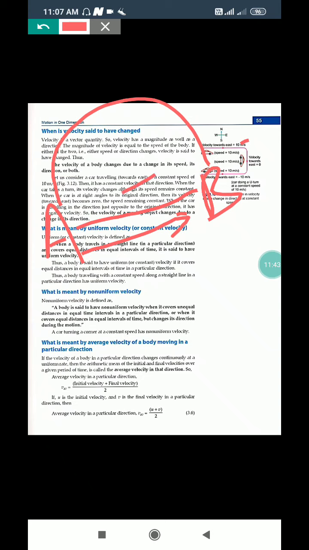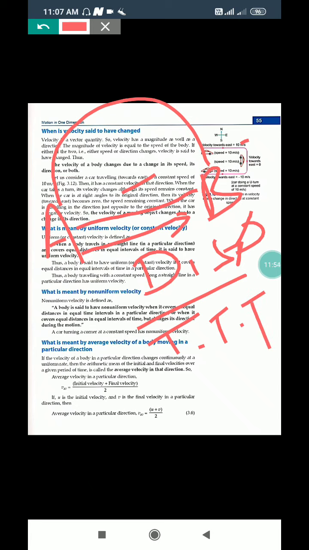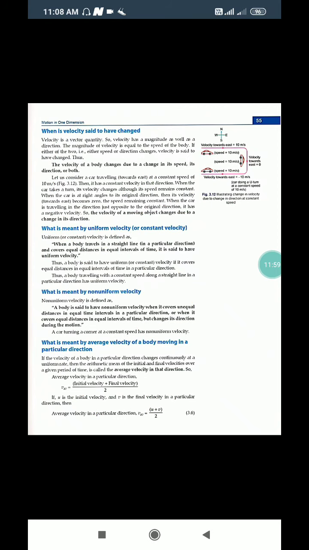So displacement by total time taken is equal to average velocity.